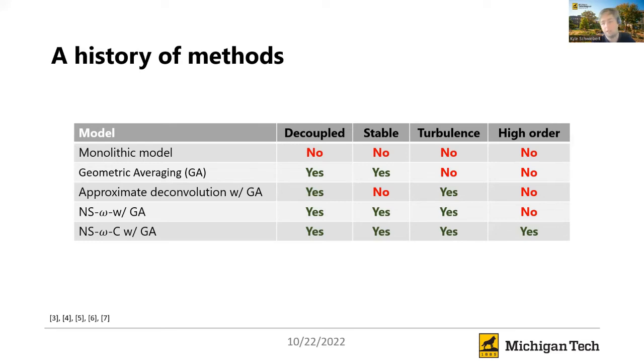Then there came a scheme that could handle turbulence, but was not stable. And then with my collaborators in prior work, we came up with a decoupled, stable model that was capable of handling turbulence, but was still first order accurate. Finally, with this grant, we came up with NS omega C with geometric averaging, which is decoupled, stable, can handle turbulence, and is second order.